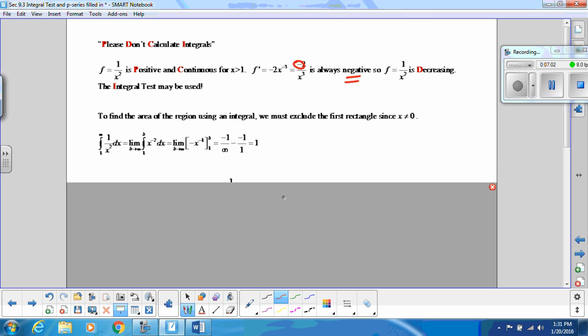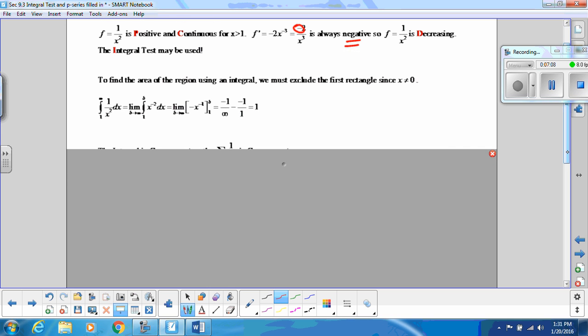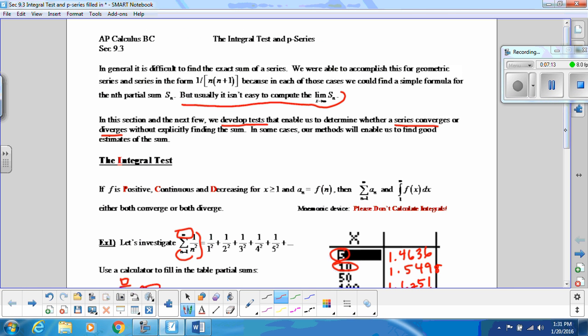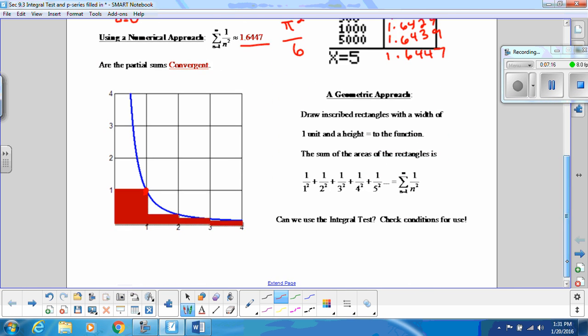Okay, so to find the area of the region using the integral, keep in mind that when we were drawing those rectangles, I'll go back here, this first rectangle is not going to be included in the integral, right? Because if I'm doing the area under the curve from 1 to infinity, that's going to do all this space, right? So that's not including this first one.